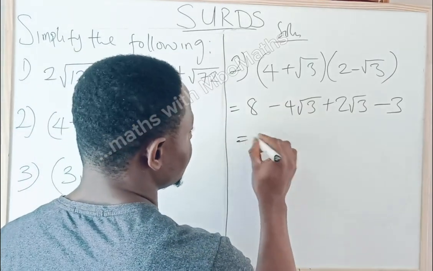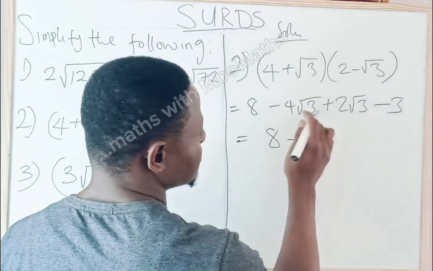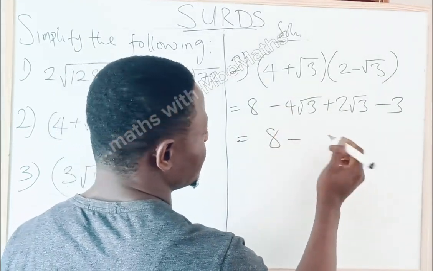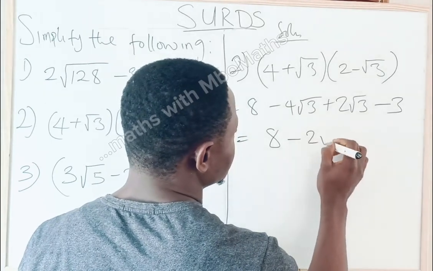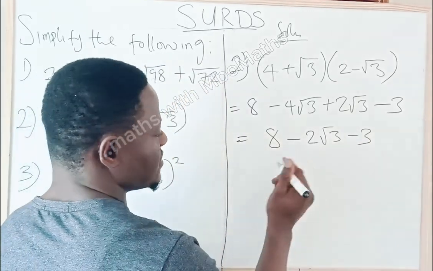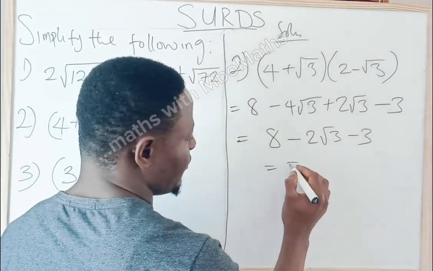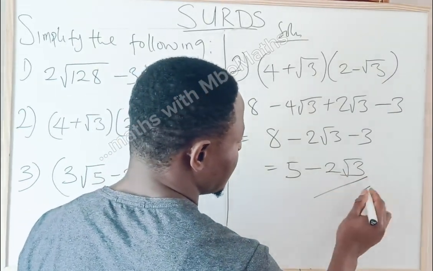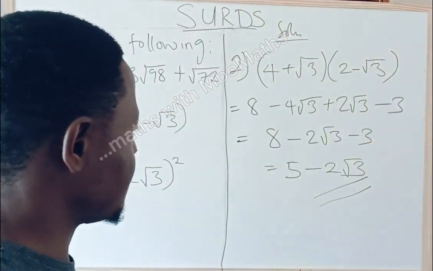As simple as that, it's a quick one. So you are going to have 8 minus, these two are like terms, so minus 4 root 3 plus 2 root 3 will give you minus 2 root 3, then minus 3. So 8 minus 3 is 5, and you have 5 minus 2 root 3. Pretty much easy, isn't it?